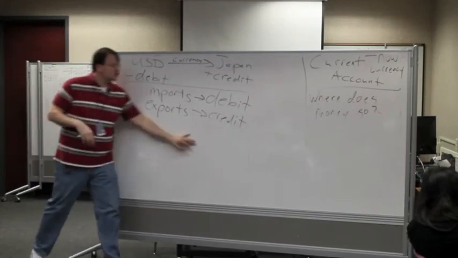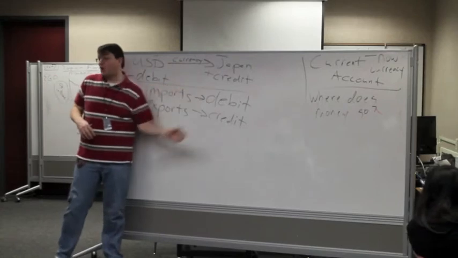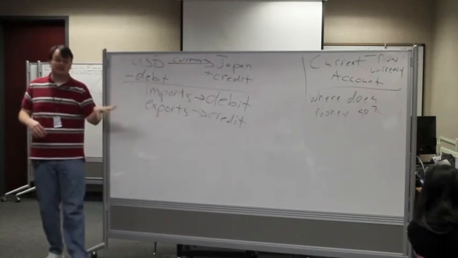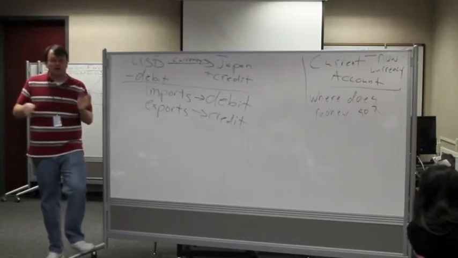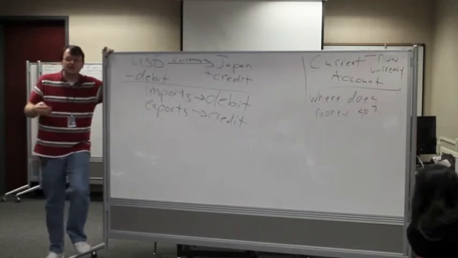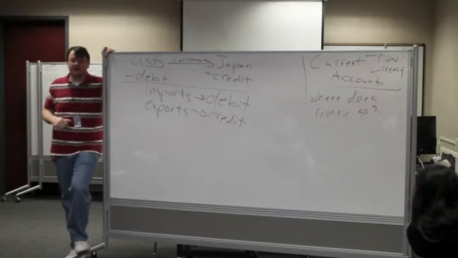Now, trade isn't the only thing that affects the current account, but trade is a big part of it. Trade is probably the biggest part of the current account. But trade isn't the only way money goes to other countries. How else can you get money to another country without buying stuff from them? Putting it in savings accounts over there? Okay, you can open a savings account over there. Money can go that way, right?